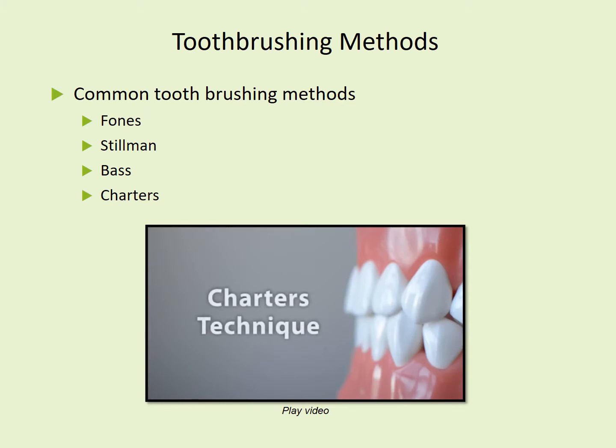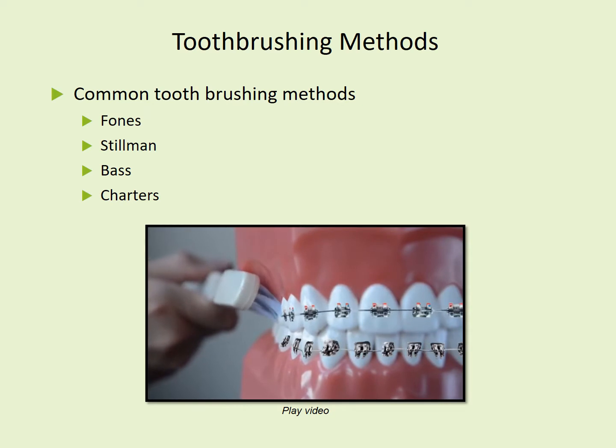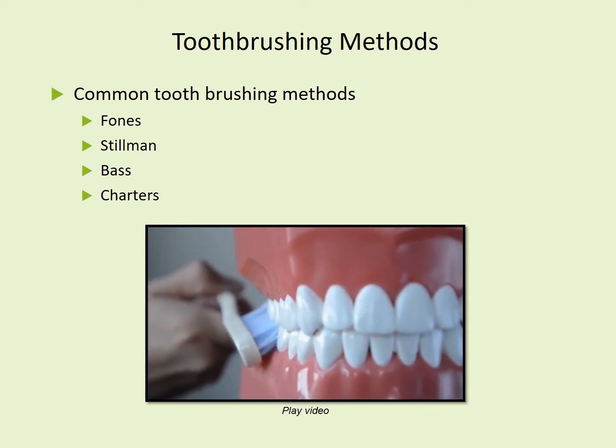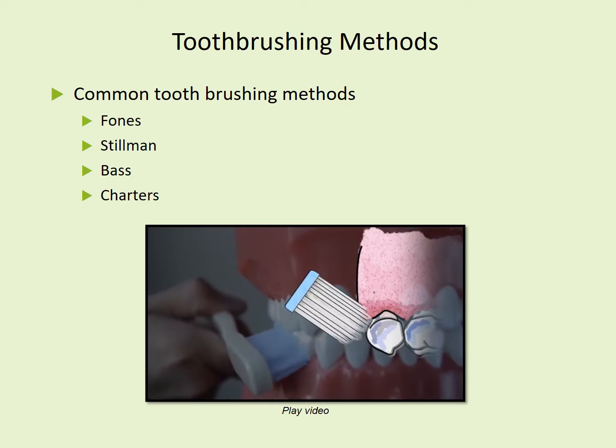This final method is the Charters technique. This is not as commonly used and is for people with orthodontic and fixed prosthetic appliances. This method is also similar to the Stillman and Bass technique. However, the bristles are not directed towards the gums, but are instead directed 45 degrees towards the edge of the teeth.